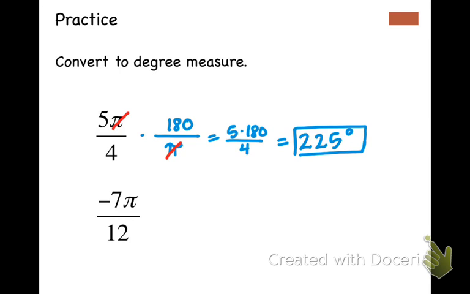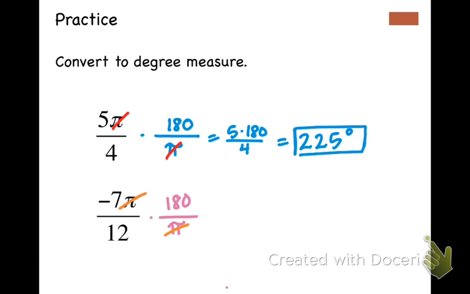And again, just like with the other one, when it's a negative degree value, it's going to be negative radians. If it's negative radians, it's going to be negative degrees. So here we're going to have that negative 7 pi over 12. It just means my final answer is going to be negative. I still want to get rid of the pi, so the pi is going to go in the denominator, and 180 is going to go in my numerator. And the pi's cancel, which is great and wonderful and fun. And we're just left with this negative 7 times 180 divided by 12.